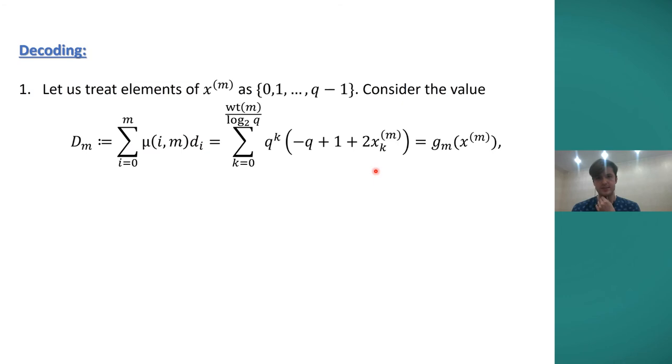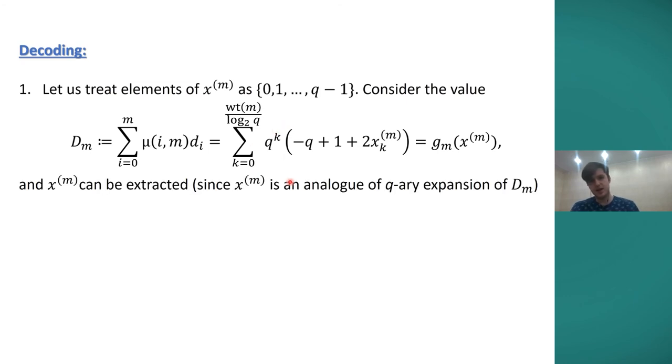Moreover, this is basically some integer that we can compute. And it's possible to prove that this integer looks like that. And we can reconstruct the last part of our vector X just because this expression looks like a Curie expansion of this integer d sub n.